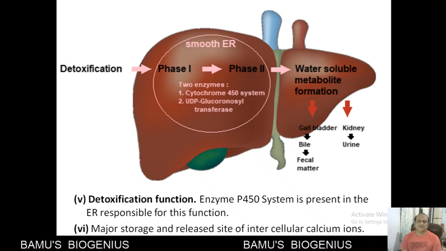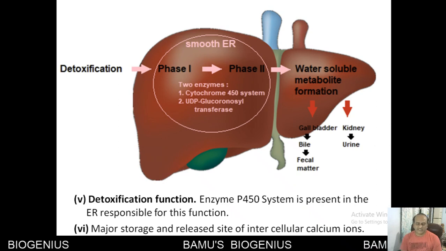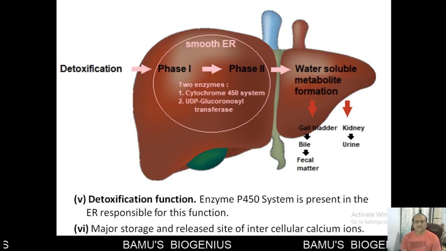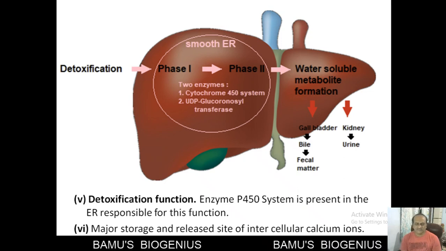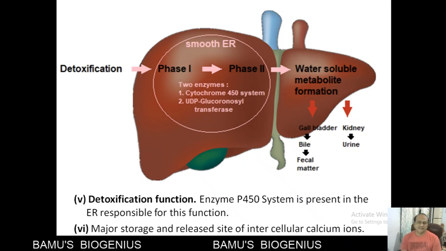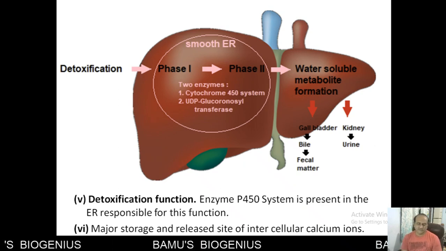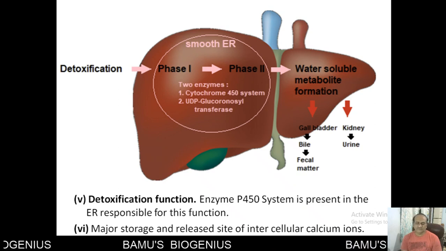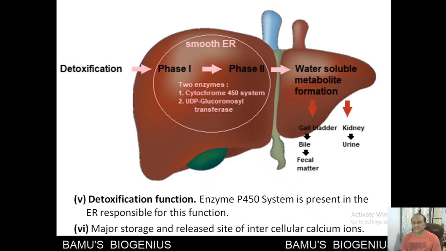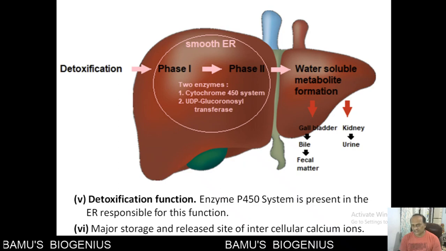The last, sixth function of the smooth endoplasmic reticulum is that it stores calcium. A large store of calcium is maintained by the smooth endoplasmic reticulum, and this stored calcium is useful in signaling. So it acts as a reservoir for calcium. In the case of the sarcoplasmic reticulum, which you must have heard about, this is a smooth endoplasmic reticulum, and it stores calcium in a muscle cell. So this is about the functions of the smooth endoplasmic reticulum.